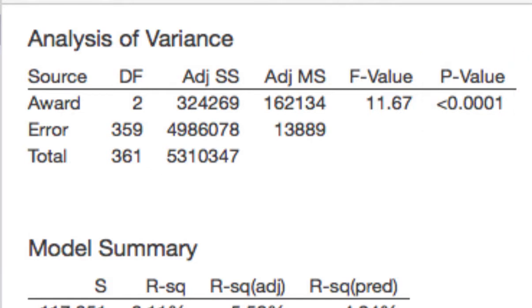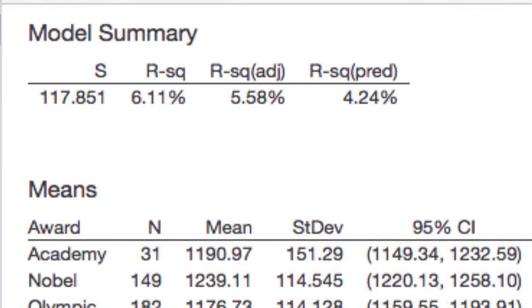The next table that Minitab Express will give you is the model summary. We're not going to be using the model summary in this course, but really quickly, I can tell you that S is the pooled standard deviation. This is just a way of averaging the standard deviations from the three groups. And R squared is the proportion of variance explained. So the proportion of variation in SAT scores explained by students' award choices.